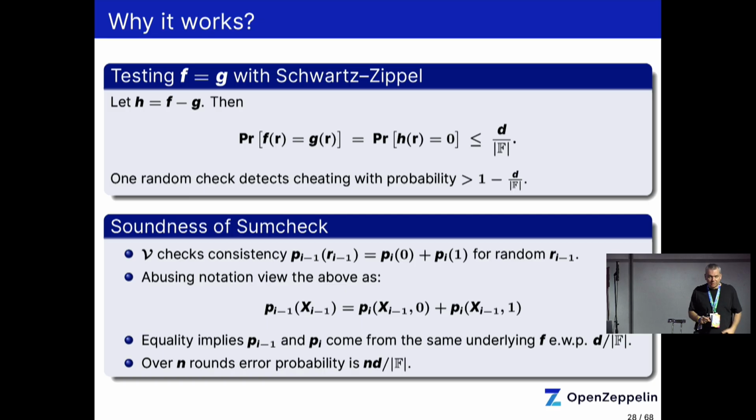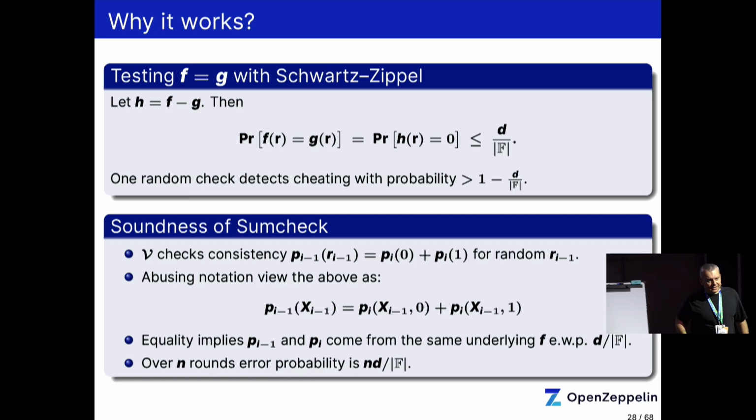Okay, we have another 25 minutes. Any questions so far? Yes? What's the strategy to choose randomness?